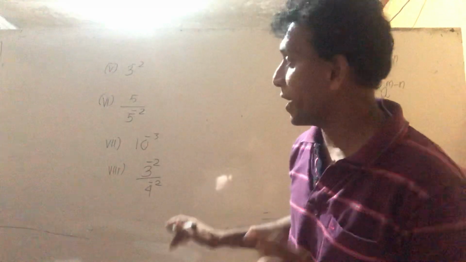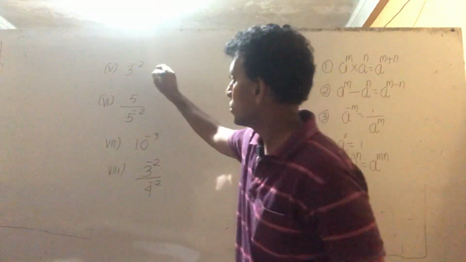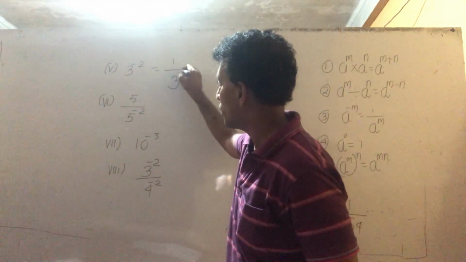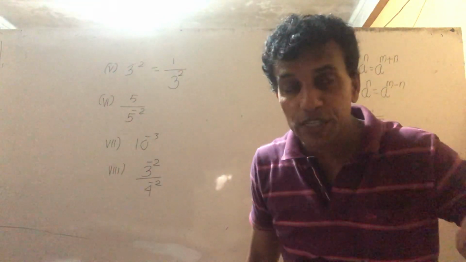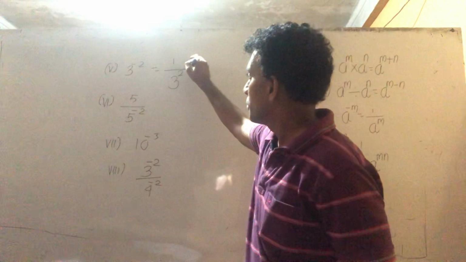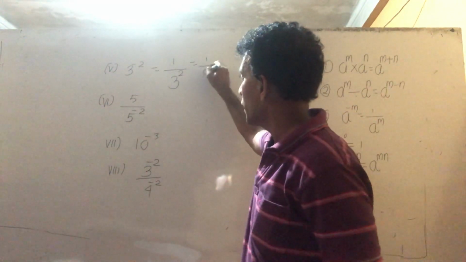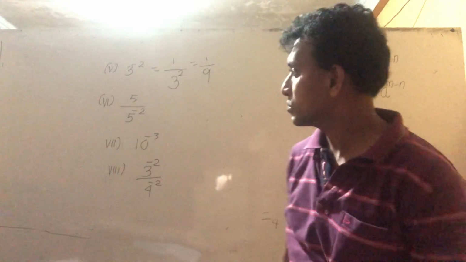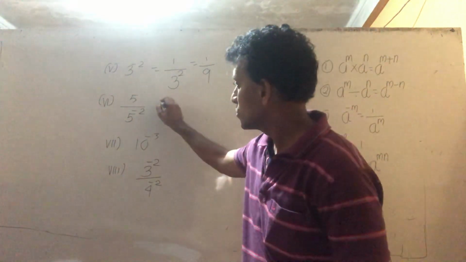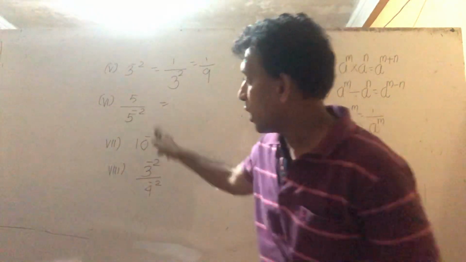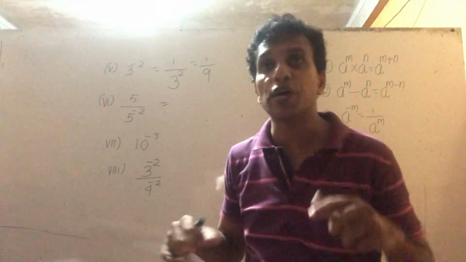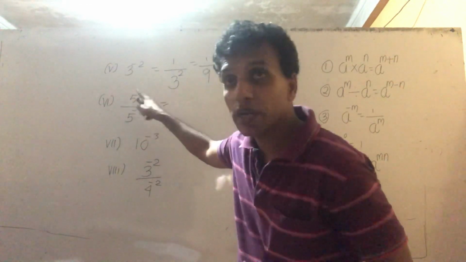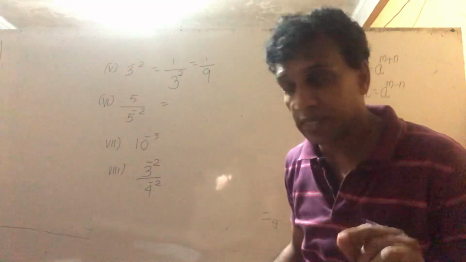Here 3 to the minus 2, so remove the minus 2. 1 over 3 squared. Change the minus 2 to positive. 1 over 9. Here what happened? This minus 2 becomes removable to positive. Above is okay, so this is okay. Below only minus.